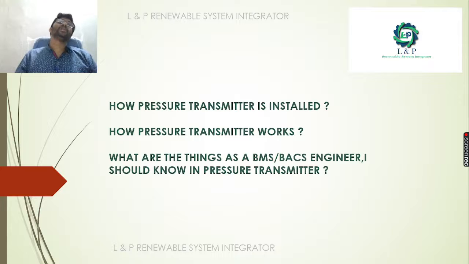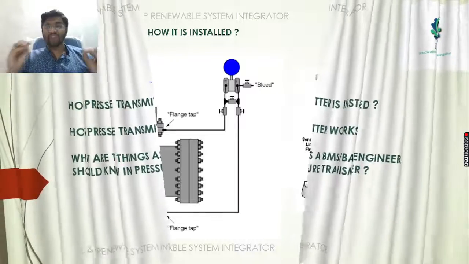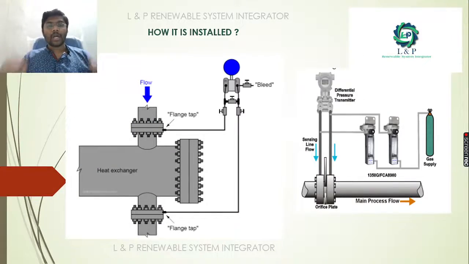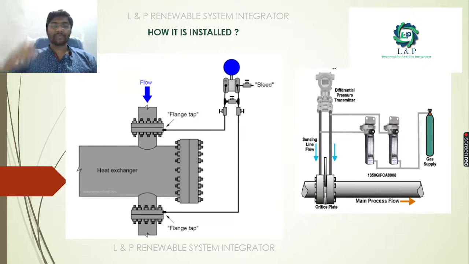So what are the things that we're going to cover? How a pressure transmitter is installed, how a pressure transmitter works, and what things we, as a building management system engineer or BACS engineer, should know about pressure transmitters. So how is it installed? If you have flange tap settings across the heat exchangers and you're planning to install a pressure transmitter, we need to connect one end on the flange tap flow side, and the other tap side also we need to connect to our pressure transmitter. This is basically how we need to install pressure transmitters.